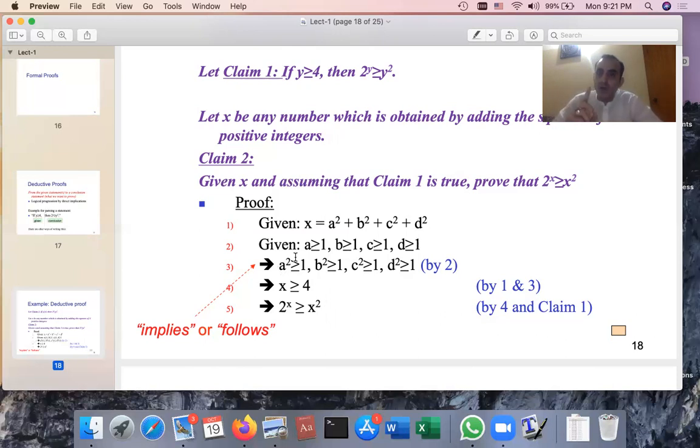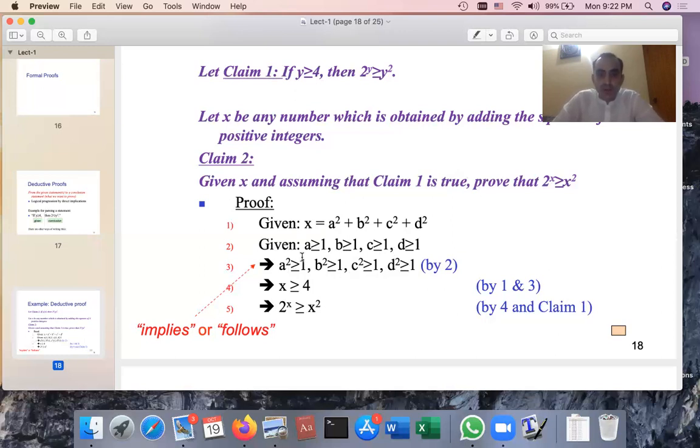If the value of a is 1, the square of 1 is again 1. Or if you take the value 2, the square of 2 would be 4, so it would again be greater than 1. So for all these positive integers, if we take the squares, the square would be greater than or equal to 1. This is the condition for all of them, and we are doing this using equation 2, you can say.